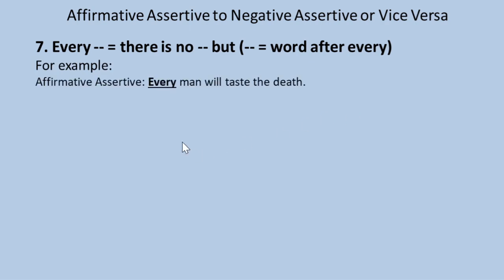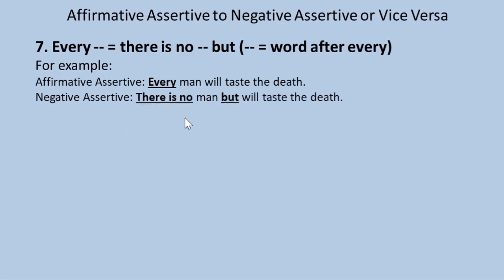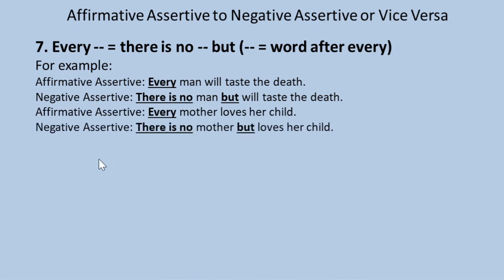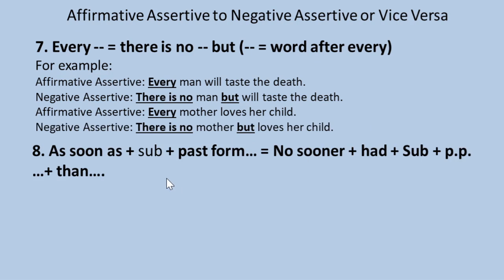So for example, affirmative assertive: every man will taste the death. Negative assertive: there is no man but will taste the death. So every is replaced with there is no, then space, here man, but, and we use the rest of the sentence. Affirmative assertive: every mother loves her child. Negative assertive: there is no mother but loves her child.